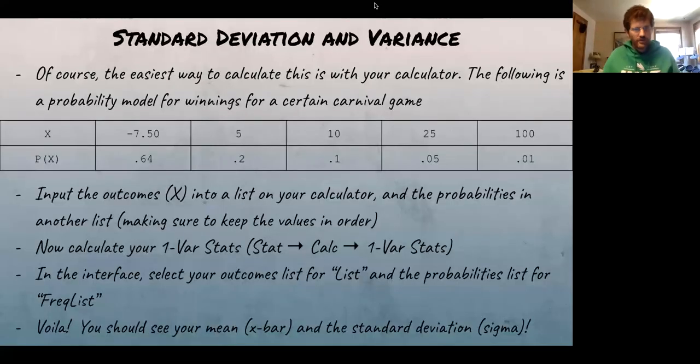All right, now I hope you guys have had plenty of time to get those two lists input, and some of you already jumped ahead and saw what to do next. Well, you've already used one variable stats. That's you hit stat, you go over to calc, and then one variable stats. But the difference this time around is we always skipped over that frequency list. Now we're going to use it. Your second list is the frequency of each outcome. So your outcomes will be list, and your probabilities will be your frequency list. It'll calculate.